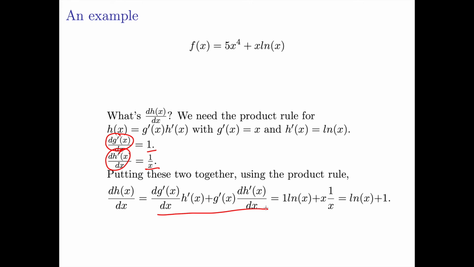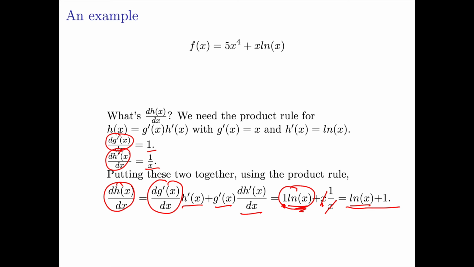So the product rule, remember, tells us that we take the derivative of g prime with respect to x and multiply it by h prime, and we take the derivative of h prime and multiply it by g prime. And we know what all these pieces are. This is 1, this is log x, this is x, this is 1 over x. The x and the 1 over x cancel to give us 1. 1 times log x is just log x. So the derivative of h with respect to x is just log x plus 1.